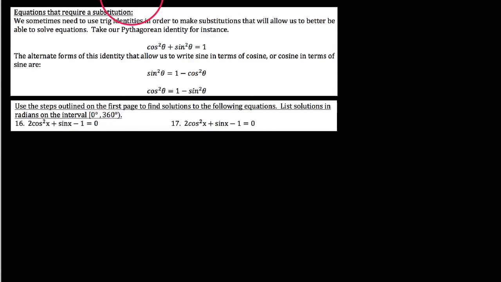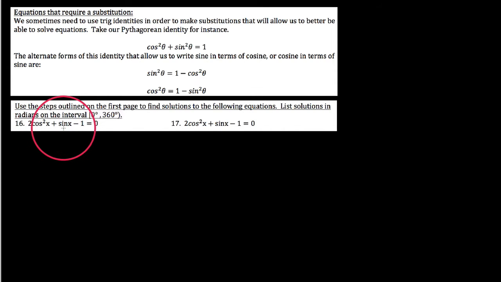Guys, in this video we're going to look at another example of solving a trig equation, like number 16 here, specifically where it looks like maybe I should be able to factor this, but my problem here is that I have different types of trig functions in the equation. And so a neat technique that we can use here to help us solve one of these is to just make a Pythagorean substitution.